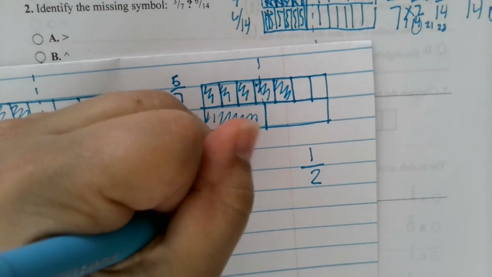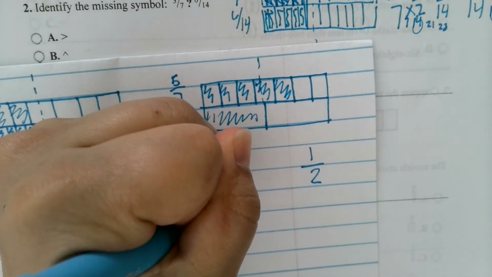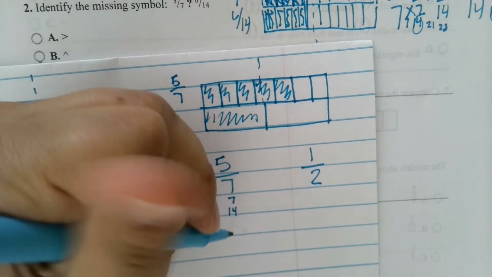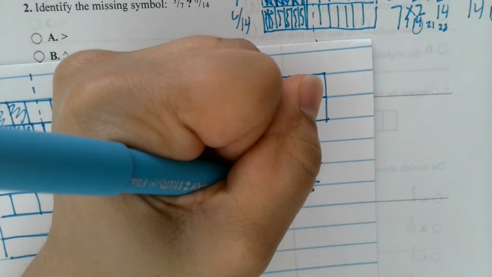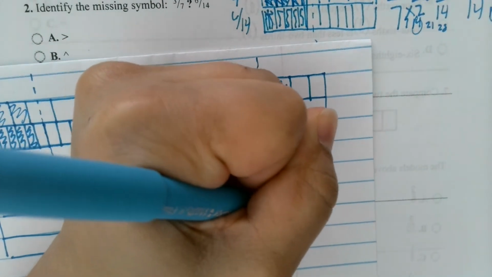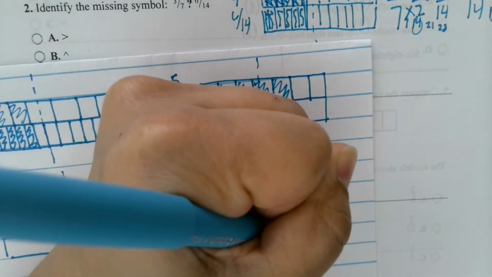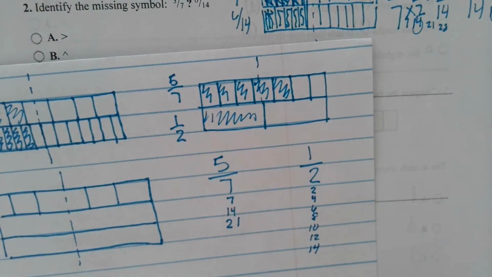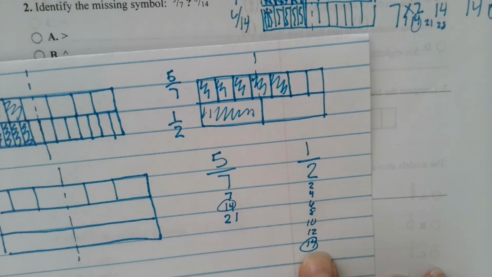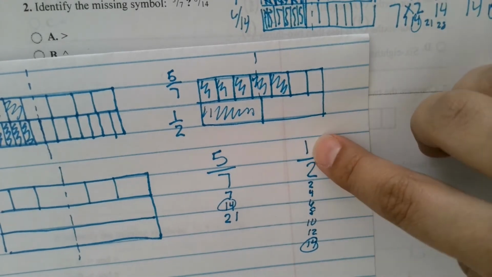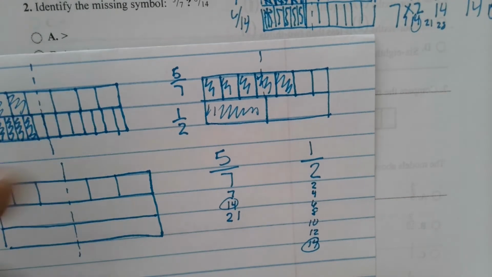Finding the common multiples. Multiples of 7 are 7, 14, 21. Common multiples for 2: 2, 4, 6, 8, 10, 12, 14. I'm going to stop there because I found what they have in common. They have 14 in common. So that means I'm changing both of these.